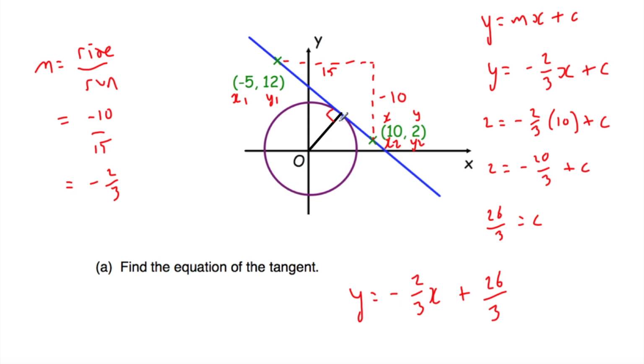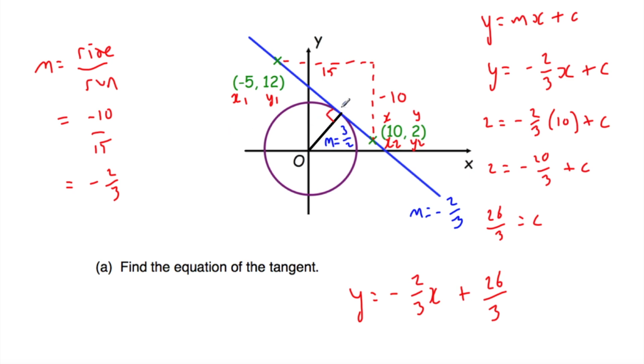I'm going to start off by finding the gradient of the radius. The gradient of the tangent is minus 2/3. The gradient of the radius will be the negative reciprocal of that. The negative reciprocal will change the sign to positive, and the reciprocal of 2/3 is 3/2. So that means the gradient of the radius is 3/2.